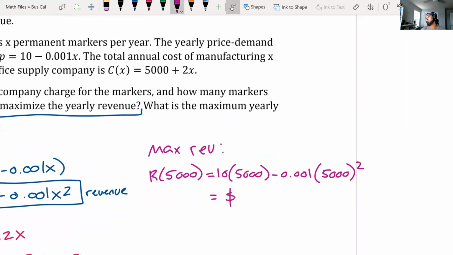And let me just punch those in my calculator real fast. 10 times 5,000 minus 0.001 times 5,000 squared. And if we produce 5,000 markers, our max revenue is going to be $25,000. So that's maximum revenue.